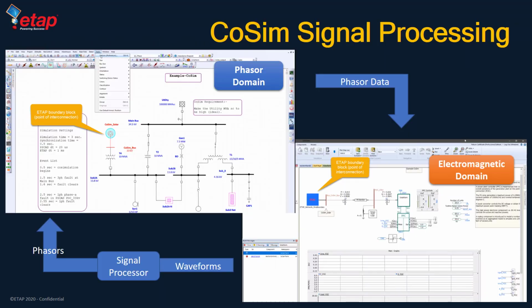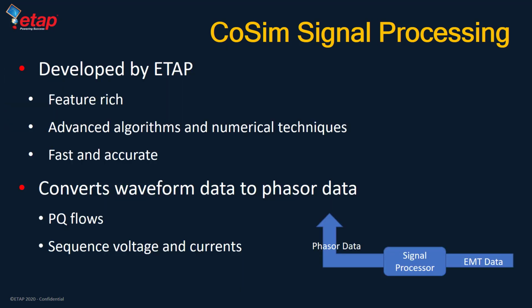By the way, I'm going to quickly mention how the data is converted between the two domains. The phasor domain produces phasors. This data is directly convertible to quantities that the electromagnetic transient domain can understand. However, on the way back, the electromagnetic transient data first runs through a signal processor. This can be thought of as the inverse or reverse transformation required to feed electromagnetic transient data into the phasor domain. This signal processor is proprietary and offers our best-in-class algorithms.